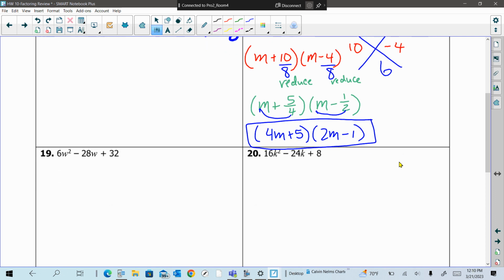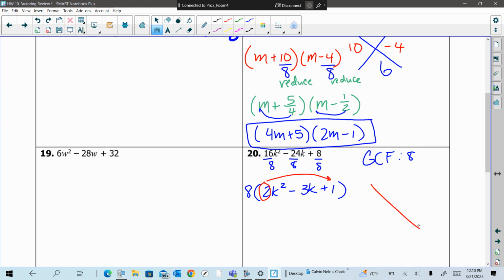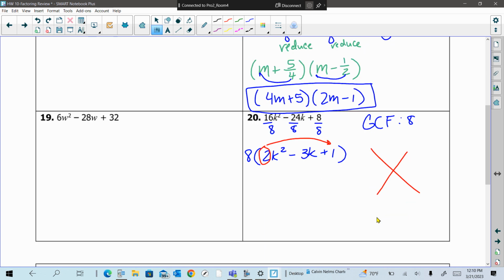20, you do have a GCF. Just a heads up, there is a GCF here. They all have 8 in common. All right, so once I do that, you're now having 2k squared minus 3k plus 1. And now you're going to have to slide and multiply. So you have to do the next steps here. See if you can finish that.